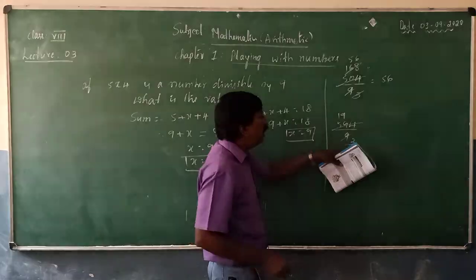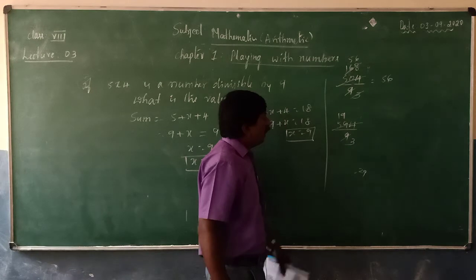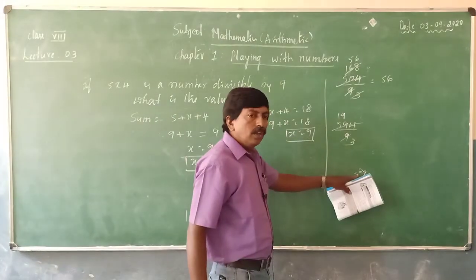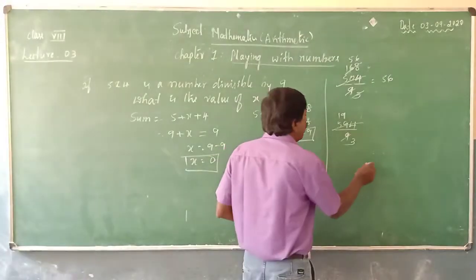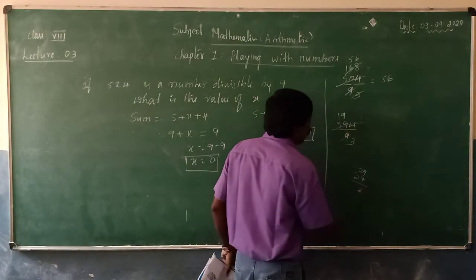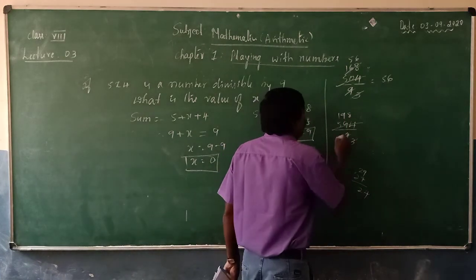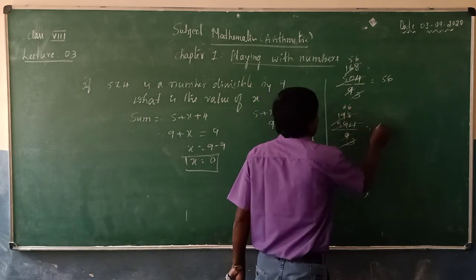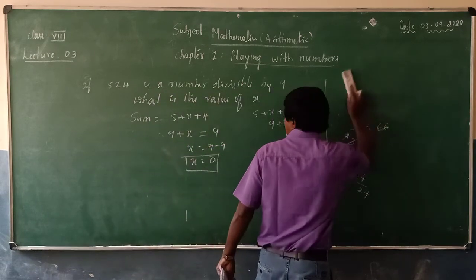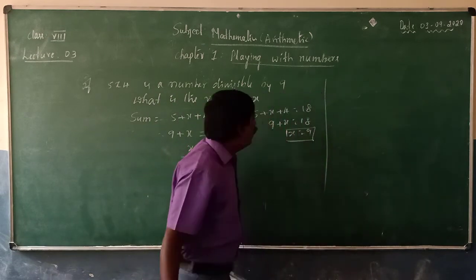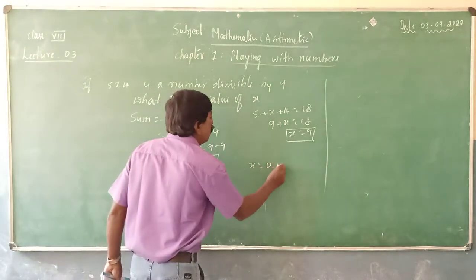Observe here, 3 3s are 9. 3 1s are 3. Remaining 2, 29. So 3 8s are 24. 3 9s are 27. So you can subtract 27 to remaining 24. 3 8s are 24. Again 3 1s are 3, 3 6s are 18. 3 6s are 66. Therefore, both the values, x value 0 or 9. So therefore, x is equal to 0 or 9.